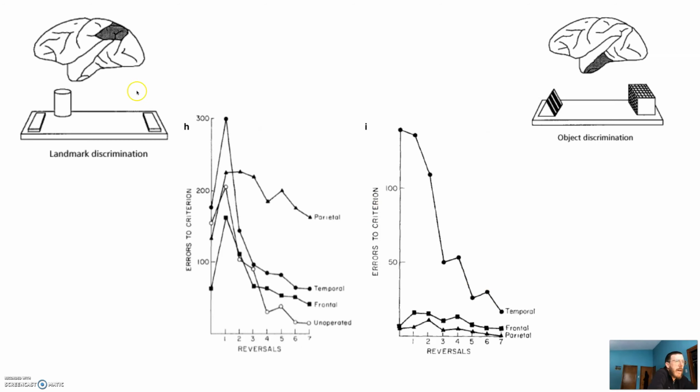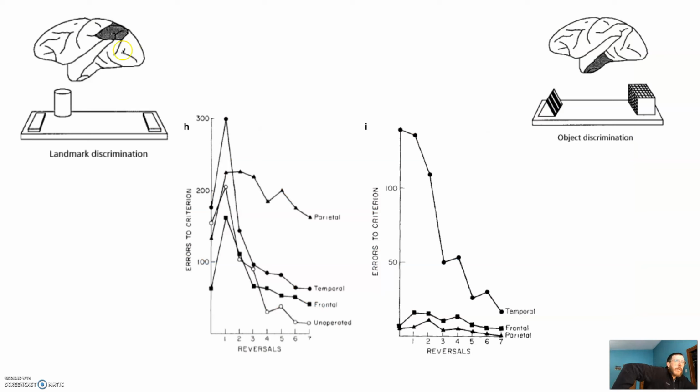So we call this a double dissociation: these two brain areas doubly dissociate with these two behaviors. Damage to this brain area affects this behavior and not this one. Damage to this other brain area affects that behavior and not this one. So this is really strong evidence of the involvement of these two brain areas in these two different types of tasks.